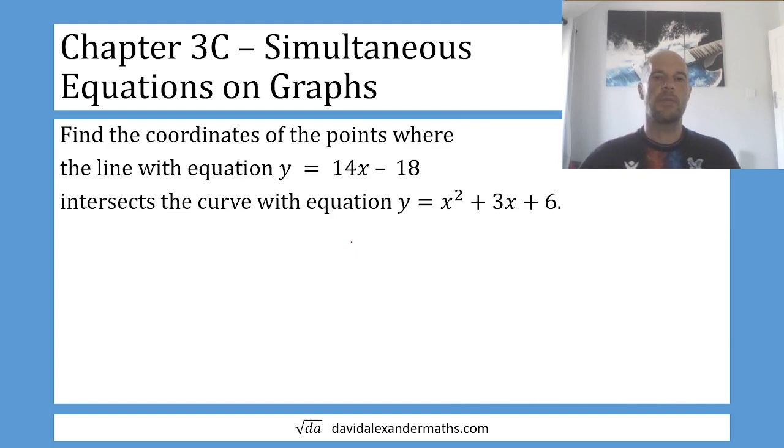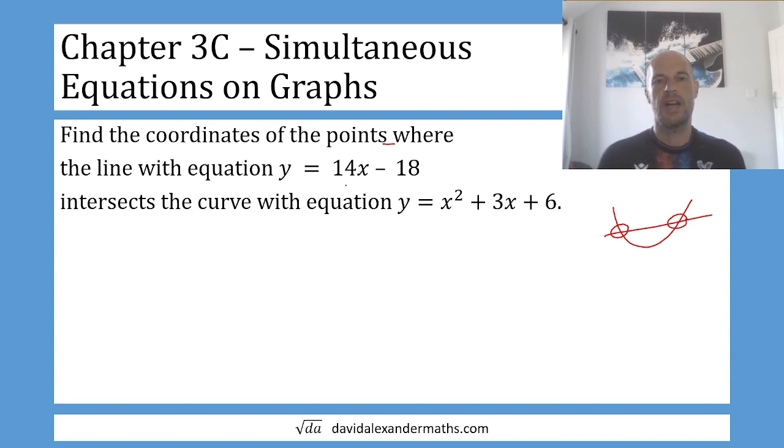Find the coordinates of the points where the line with equation y equals 14x take 18 intersects the curve with that equation. So, okay, we've got a line meeting a curve. It does say points plural, so I'm assuming it meets it twice. Well, we could draw a graph of it, but here we just need to understand that the points of intersection are just doing some simultaneous equations here.